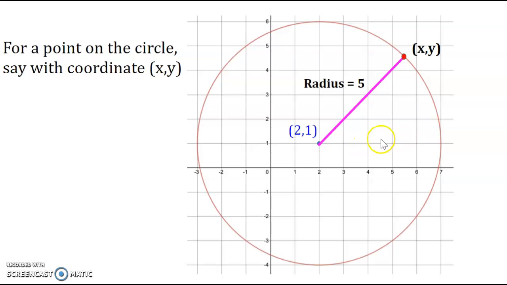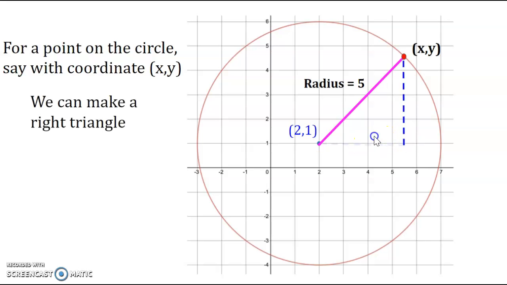All right, then what if we have a center that is not at the origin? How does that change? Well, the height is going to be whatever the y is minus 1, and this distance is going to be x minus 2, whatever the x coordinate is minus the center here.